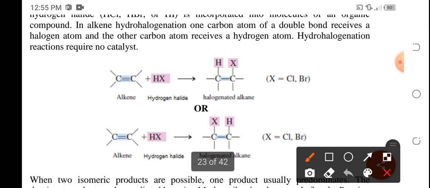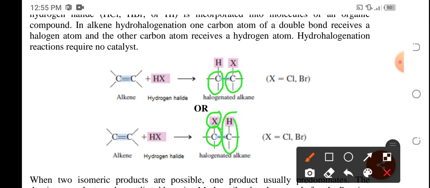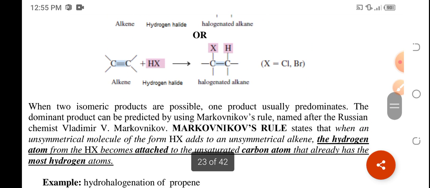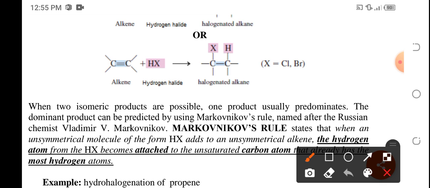Kasi nga, pwedeng the H will be added on the first carbon atom of that double bond and the X will be accommodated on the second. At pwede rin naman that the halogen will be on the first carbon of that double bond and the hydrogen on the second. So with this, two possible products could be formed, and to predict which product predominates, we have to make use of the rule formed by Vladimir Markovnikov, known as Markovnikov's rule.